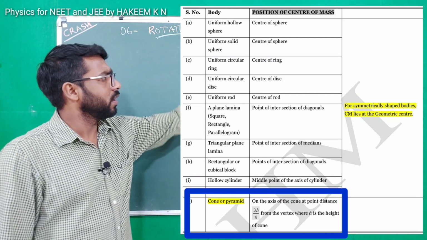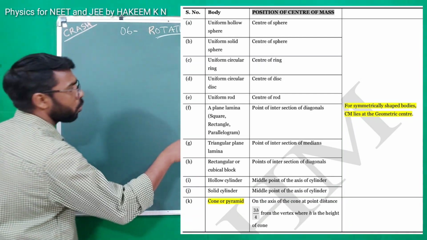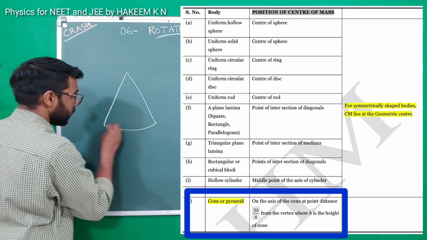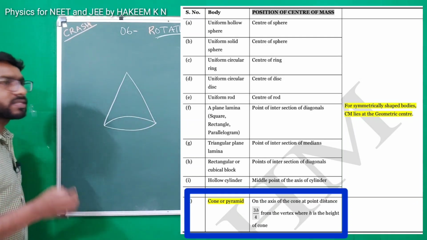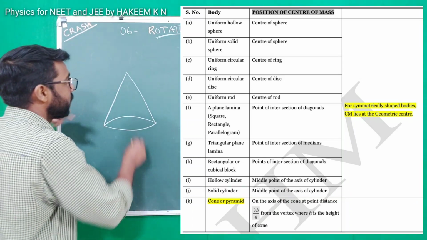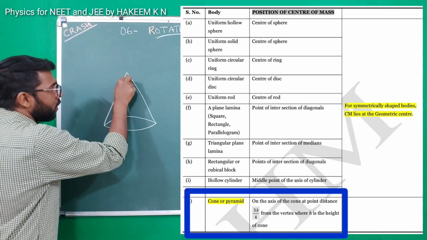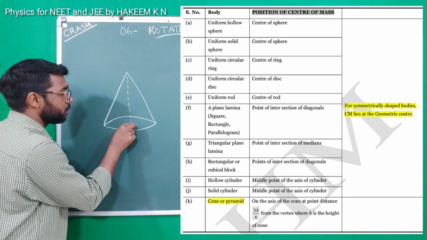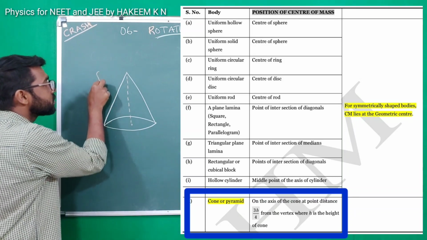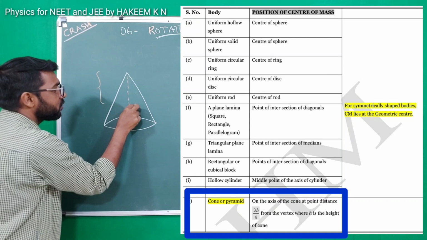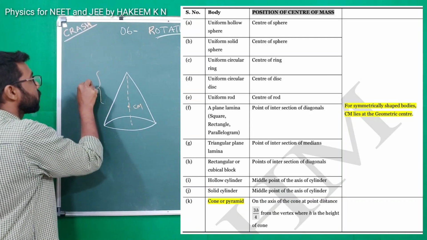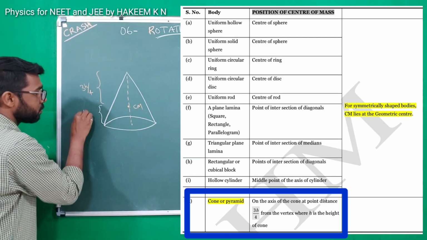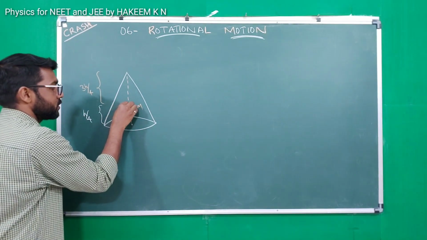You can see in the table that for a cone or pyramid, center of mass lies on the axis of the pyramid, at a distance 3h by 4 from the vertex, or we can say at a distance h by 4 from the base.